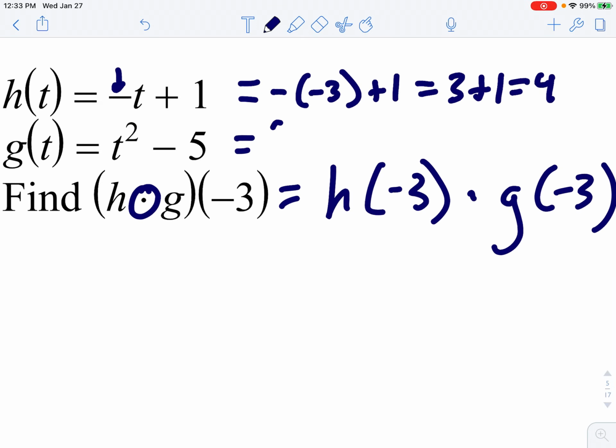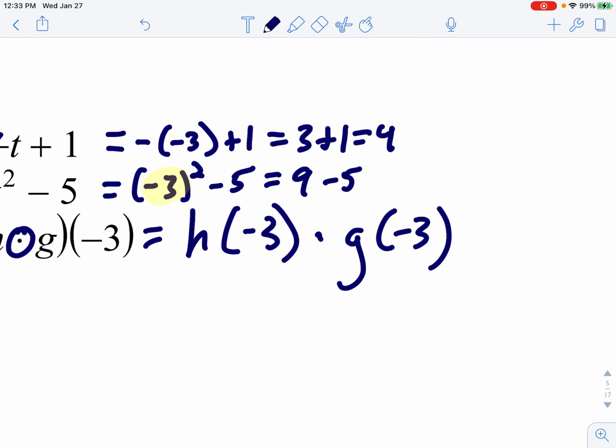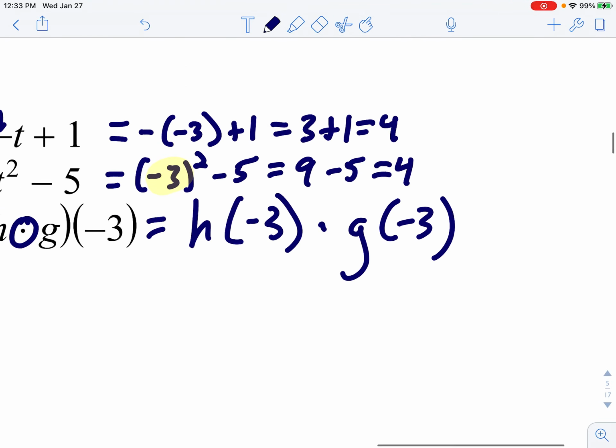Plug a negative 3 into this one. Negative 3 squared minus 5. Notice I'm using parentheses. I've done that on every problem, because when you square a negative, it turns positive. That 2 applies to that negative. A negative times a negative equals a positive. So negative 3 squared is positive 9 minus 5. 9 minus 5 is 4.